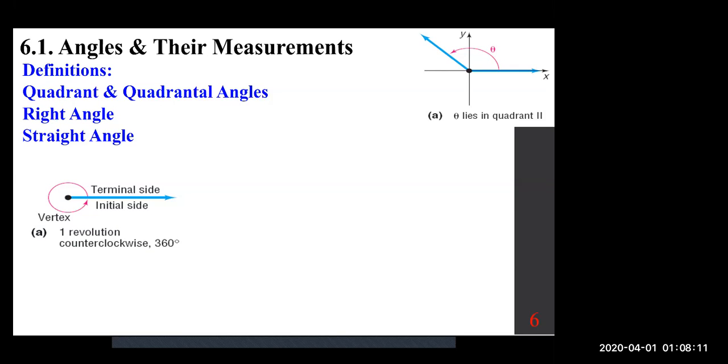All right. Now, we're going to continue with definitions. Quadrant and quadrantal angles, right angle, straight angle, and so forth. Okay. So as far as the quadrants are concerned, when we look at this example, the angle, if you look at the terminal side, is in quadrant 2. Everybody remembers quadrants.